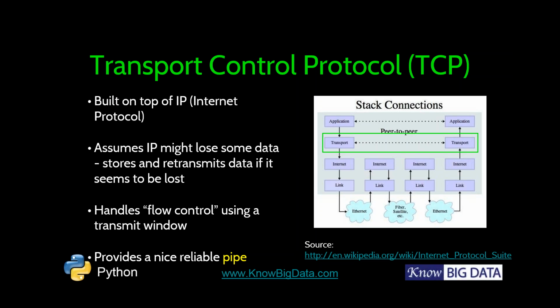That's why we have covered some things on that part. All right, so as we said, TCP is going to retransmit if the packet seems to be lost. There's also flow control, which is handled by TCP. And as we said, it's a reliable connection, a reliable pipe.